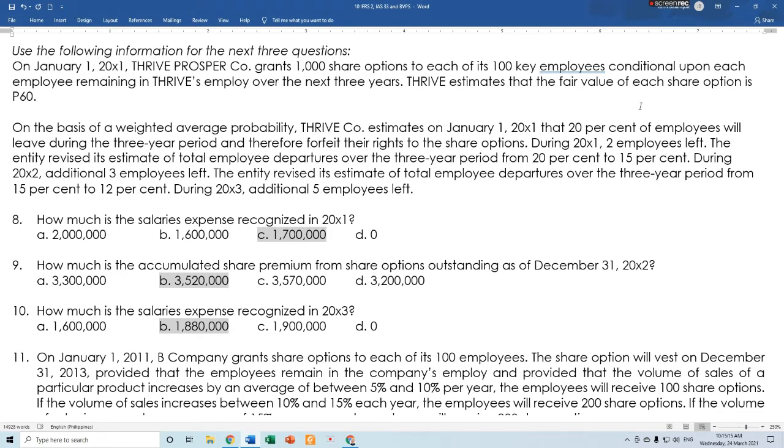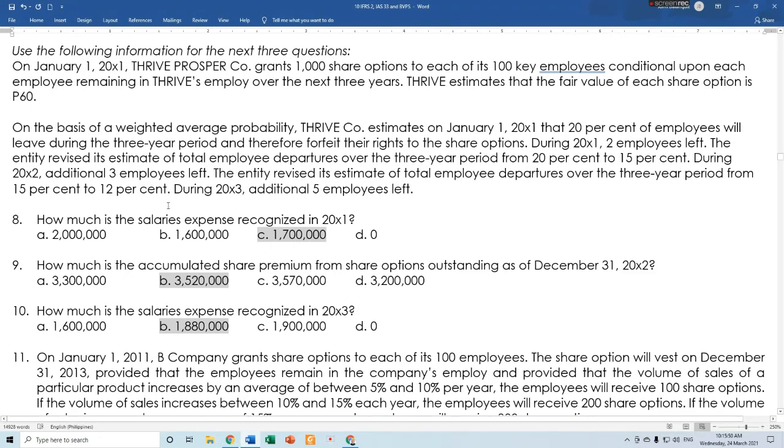During 20X1, dalawa ang umalis. The entity revised its estimate of total employee departures over the 3-year period from 20% to 15%. During 20X2, additional 3 employees left. The entity revised its estimate of total employee departures over the 3-year period from 15% to 12%. During 20X3, additional 5 employees left. Okay? So, magkano ang i-recognize na expense for 20X1?